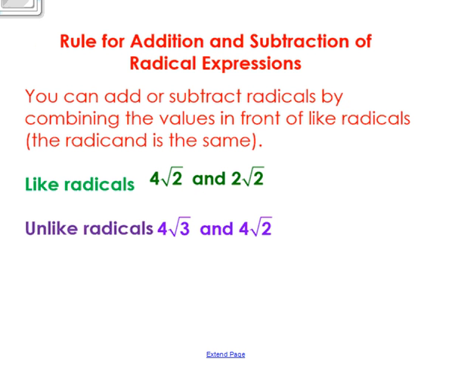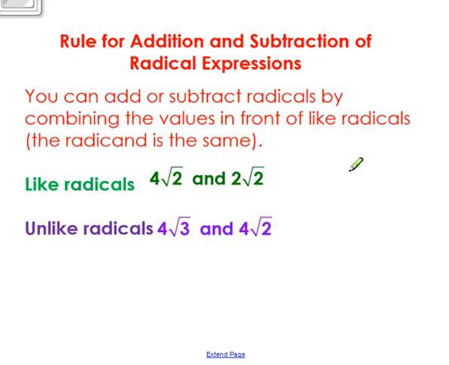So make sure that you get this slide down and you write this down. You can only combine them if they're like radicals. And what makes them like radicals is what's underneath it matches. So for example, these two are like radicals because their radicands are both 2. What's underneath the radical is both 2. These are not like radicals.